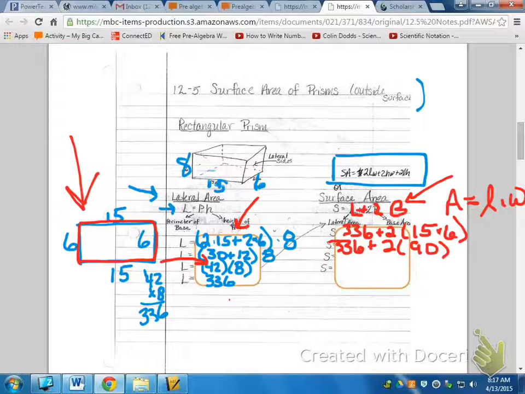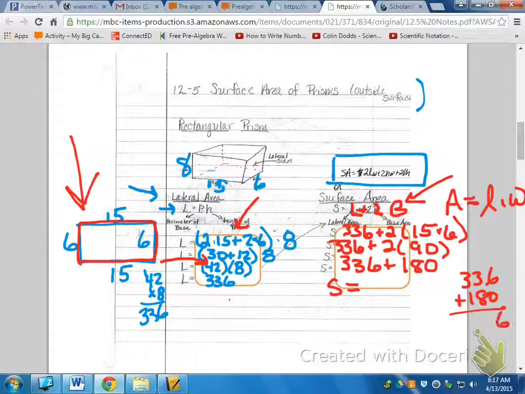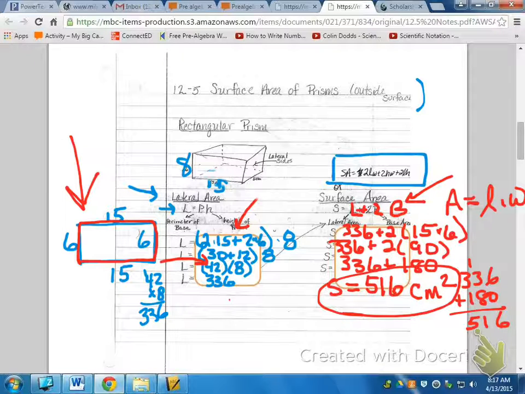What's the next step in order of operations? Parentheses, which really means what in this case? Times. Yep. So 336 plus 180. And finally, our surface area, 516. And how should I label this? Let's go back and look at what the units were. Centimeters. Centimeters squared, because we are back to area. The entire surface area, 516 centimeters squared.